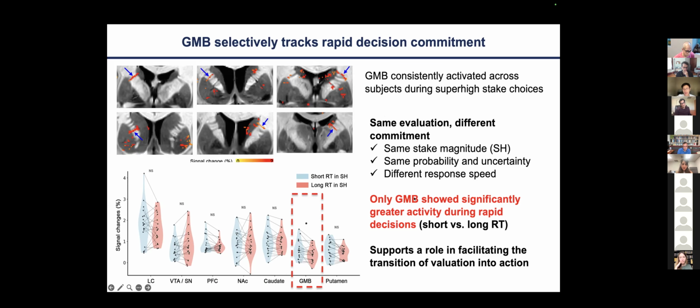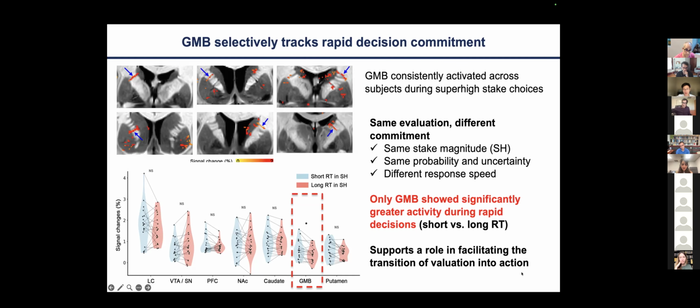We find only the gray matter bridge shows significantly greater activity during rapid decision. Here, the blue basically means fast decision making. So the gray matter bridge shows a high response to a faster response. So it is supporting a role in facilitating the transition of evaluation into action.